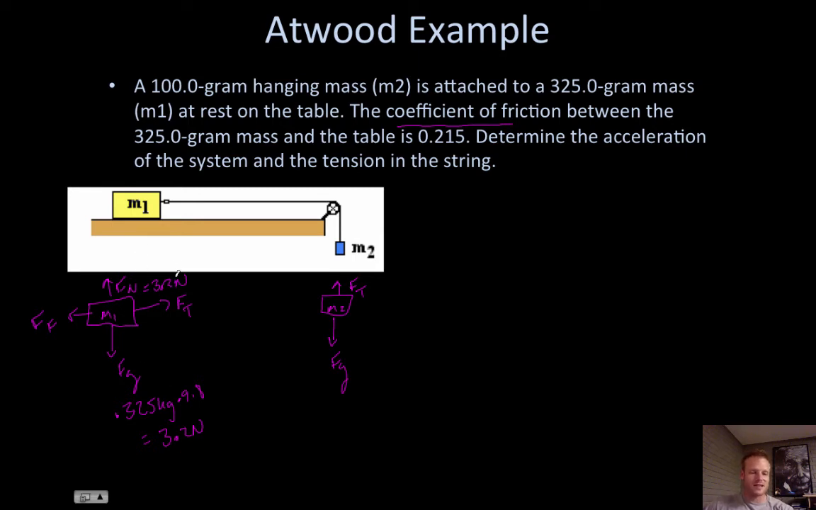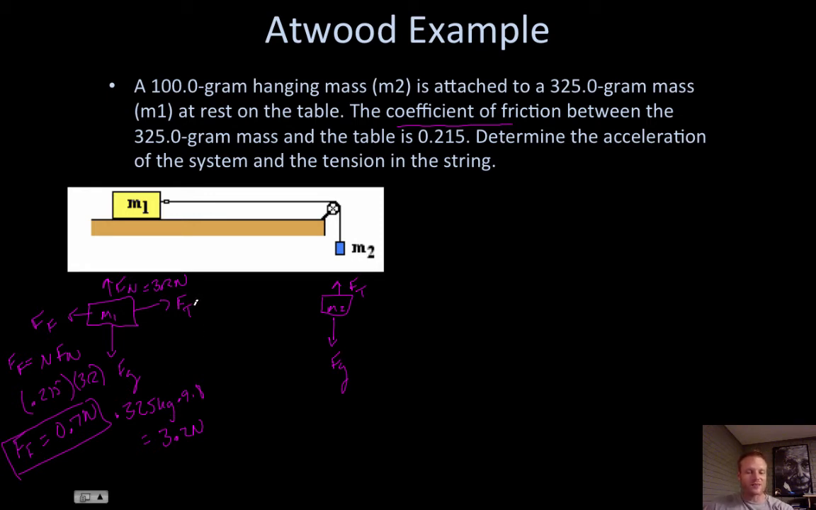Because you're like, well, these two forces balance each other. The reason I'm interested in that is because I want to calculate the force of friction, which, if you remember, is mu times the normal force, where mu, the coefficient of friction, is 0.215, times the normal force, which is 3.2. So if you do that math problem, the force of friction should give you 0.7 newtons. Okay, so that's an important number. We'll need that later.